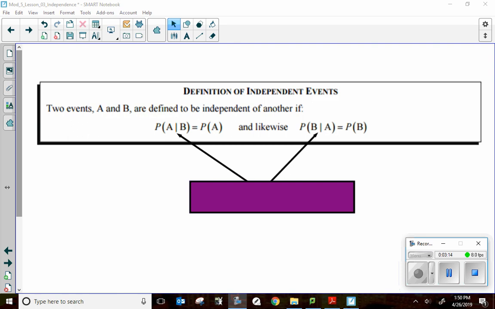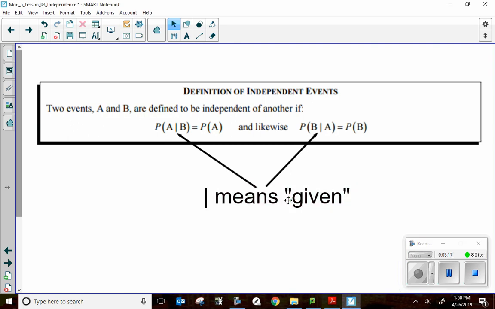Now, let me reiterate, and I've said this before, that straight bar here means given. We've gone over given with conditional probabilities in the last lesson: A given B or B given A. So we're going to have to know how to do that as well, and we're just going to build off that. That's called scaffolding in teaching, when you are learning something new using something you already know. That's your little irrelevant fact for the day.